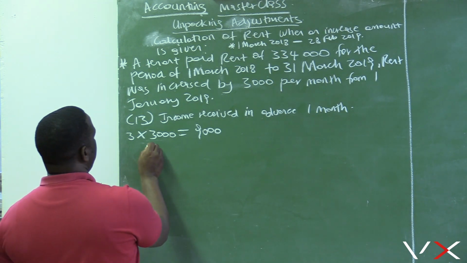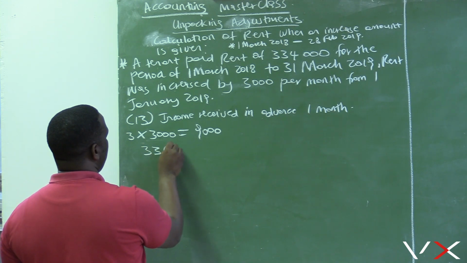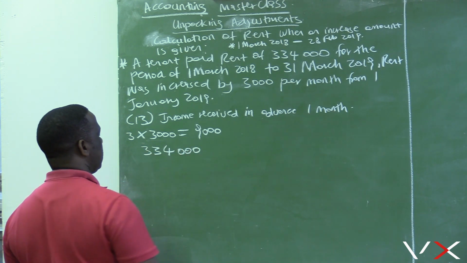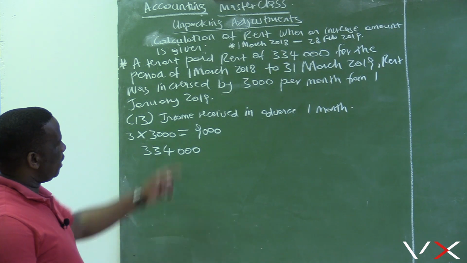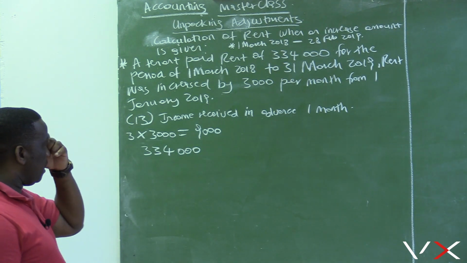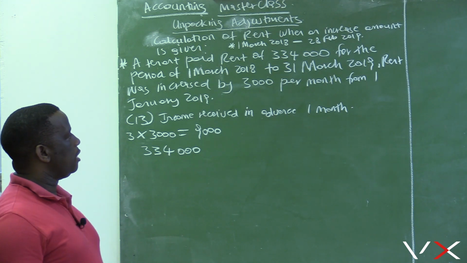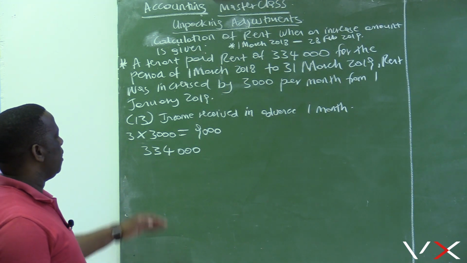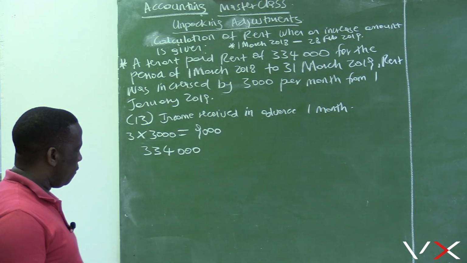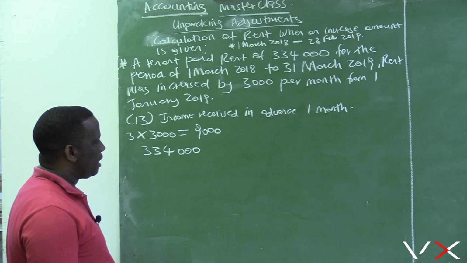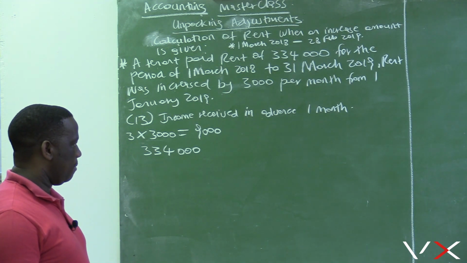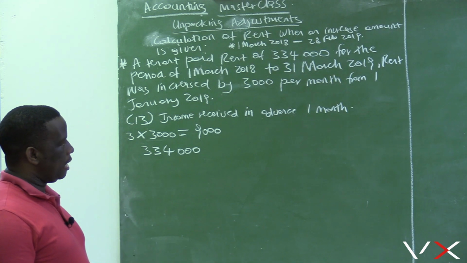So then you take the 334,000, the total amount received. A tenant paid rent of 334,000 for the period of 1 March 2018 to 31st March 2019. And then this 334,000 is the total rent received for 13 months, including the increase.